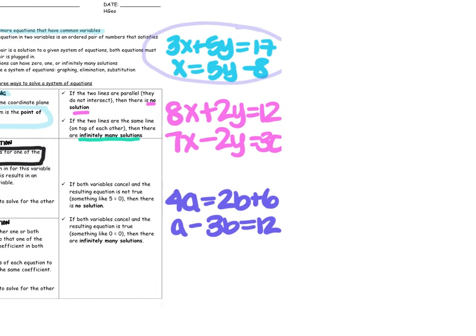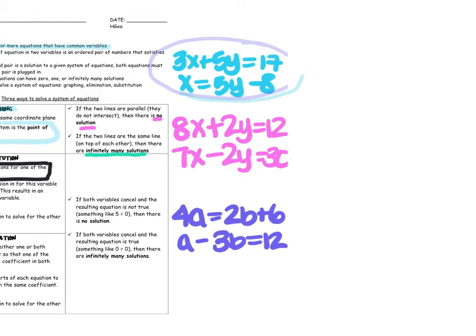So if you look at this first system example that I wrote up here, this is set up perfectly for substitution. Okay, this second equation tells me that x is equal to 5y minus 8.